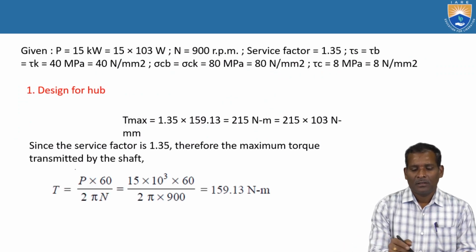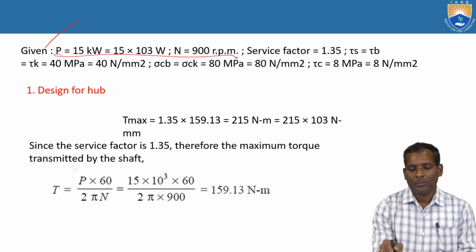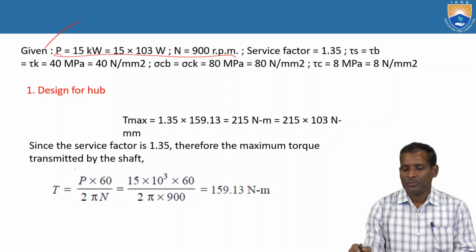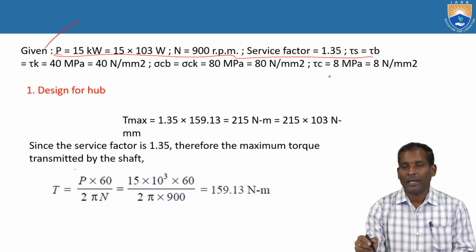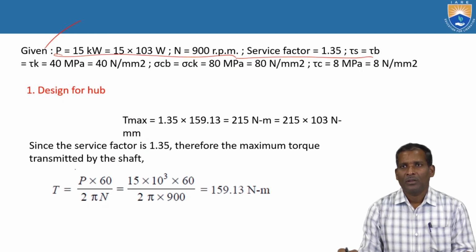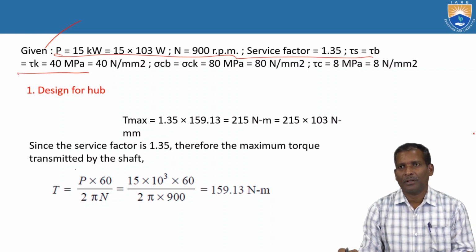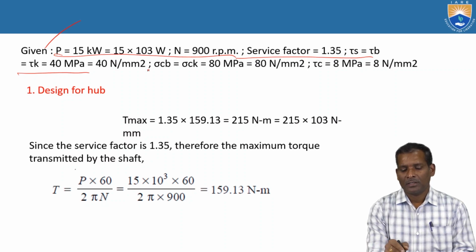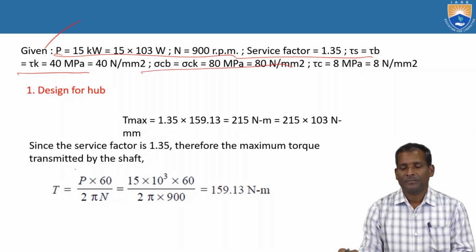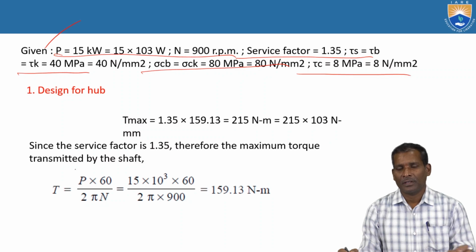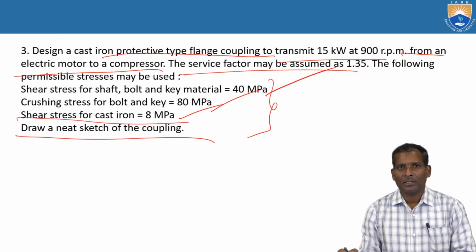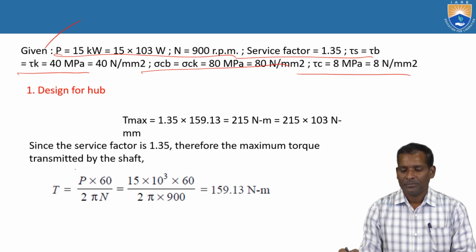First is the given data: the P and N values, and the service factor, a newly added term, 1.35. The shear stress for key, shaft and bolt material is 40 Newton per mm squared, and similarly the crushing stress. The shear stress for the cast iron material, 8 megapascal is given, converted into Newton per mm squared.